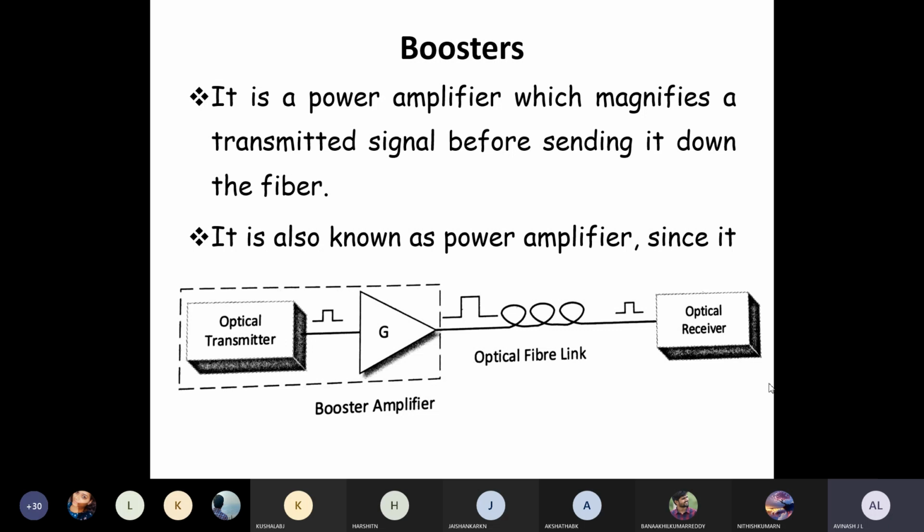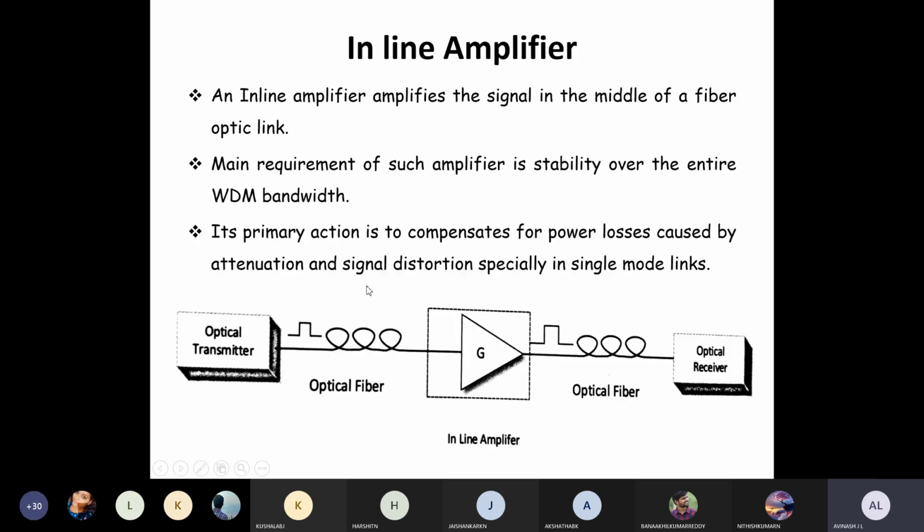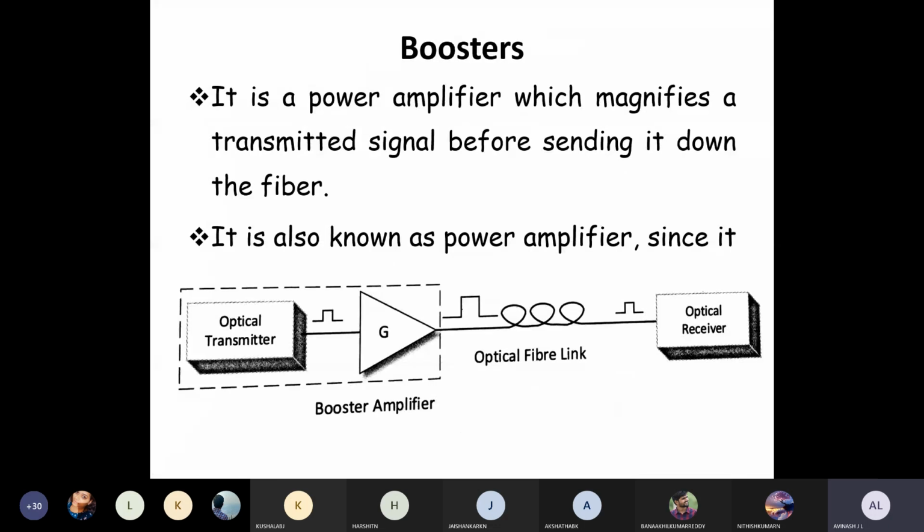You can see the optical transmitter in the diagram where the dotted lines are. Here you can see the mouse cursor, where I'm pointing: one booster after the optical transmitter, which is sending a signal. A gain amplifier has been introduced just immediately after the transmitter. What will the booster amplifier do? It will boost the energy, or the intensity level of the light.